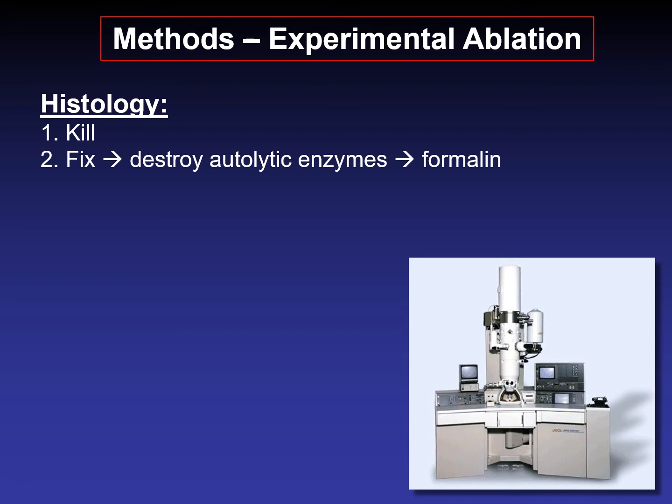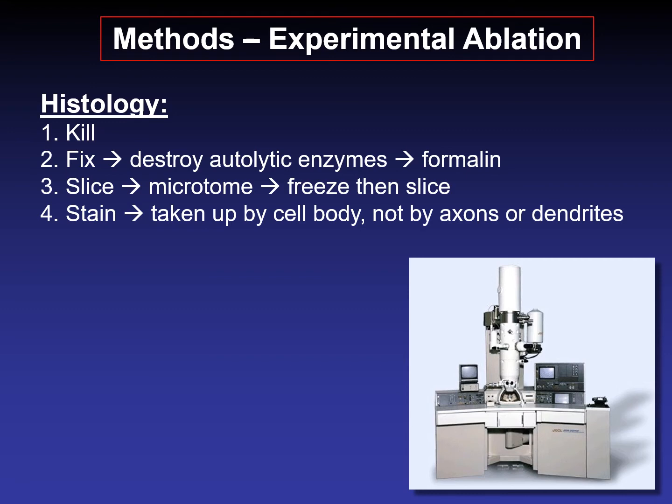But now that you've got the brain fixed, you need to slice it into thin slices that can be viewed under the microscope. And to do that, you're going to freeze the brain and then slice it under a microtome. A frozen brain slices much more thinly than an unfrozen brain. Next, you may stain the brain, and you're typically going to use a stain that's taken up by cell bodies, but not by axons or dendrites. And then you're going to examine those brain slices under the electron microscope. And effectively, you're going to look slice by slice until you find the brain damage that you've created.